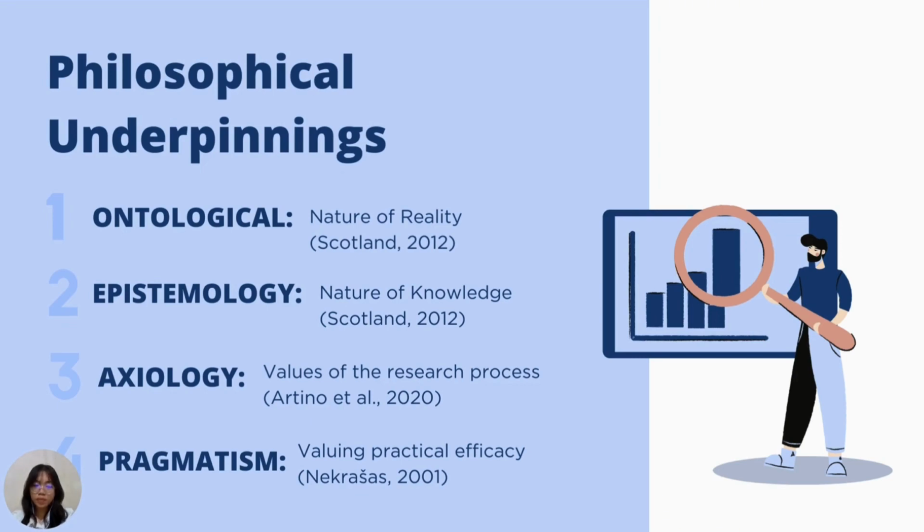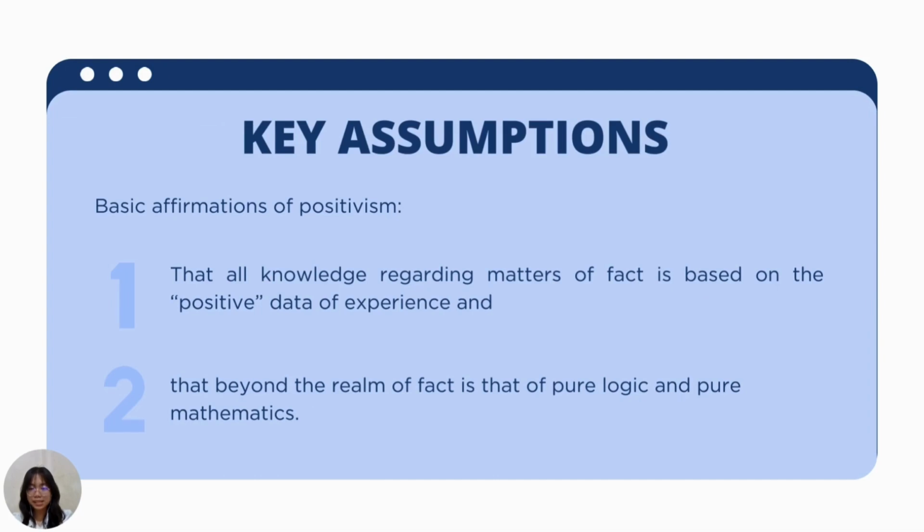Then moving on, there is the positivist epistemology, which is all about objectivity. So positivists aim to uncover absolute knowledge about an objective reality, approaching the world impartially. And second to the list is axiology, wherein positivism relies heavily on objectivity, and so this dismisses the importance of individual subjective experiences. And lastly is pragmatism, which attaches great significance to the practical efficacy of our concepts and theories. And moving on is the key assumptions.